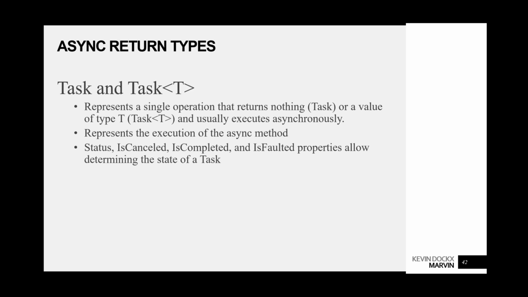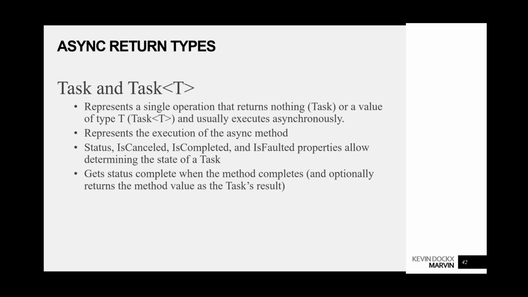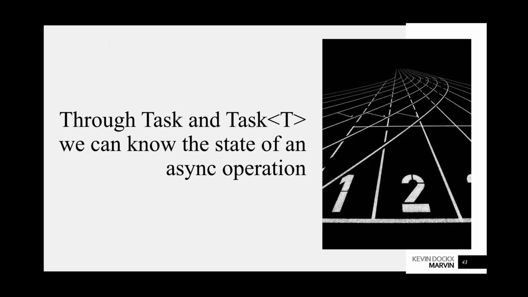So this is again part of the bigger picture. And through those operations, task and task of t, we can ask the status of such an operation. So whether or not it's completed or still running. When the method completes, it gets the status complete, and it returns the method's value as the task result if we're working with a task of t. And this is where that generated state machine is coming back.